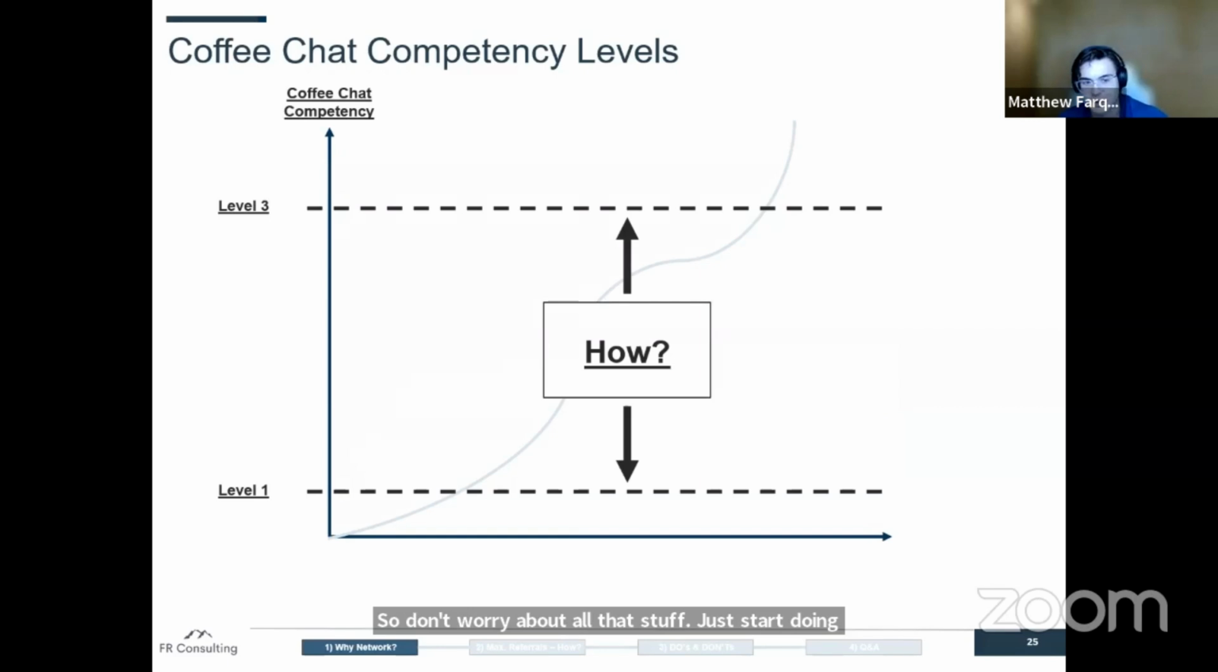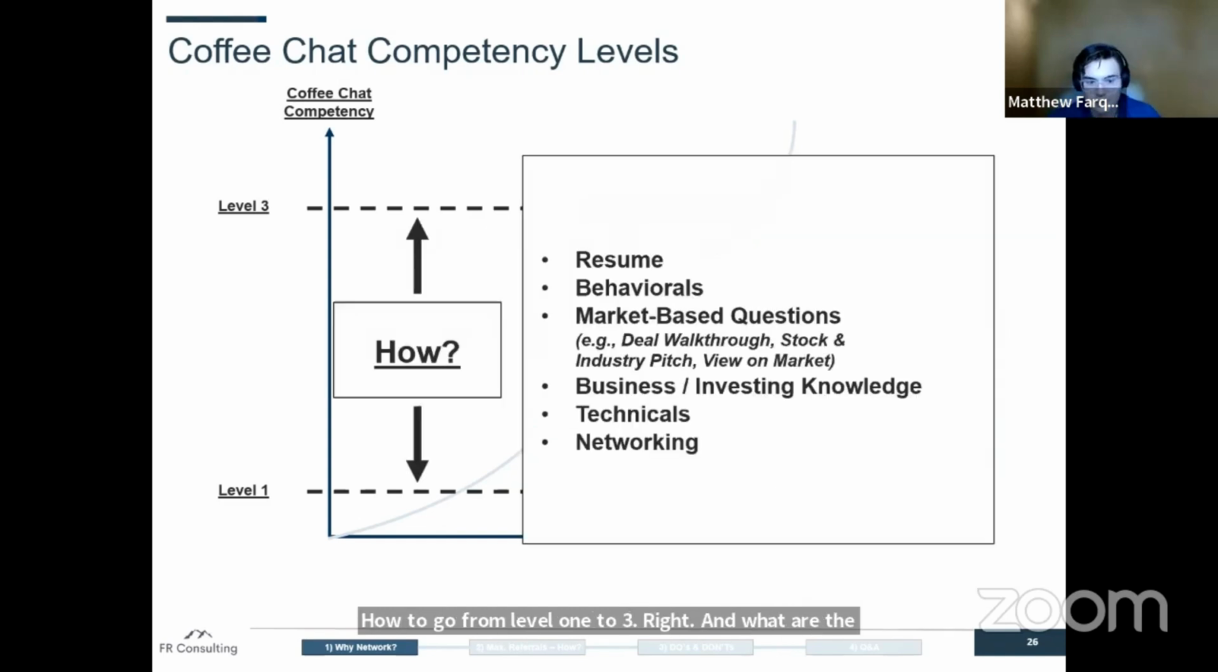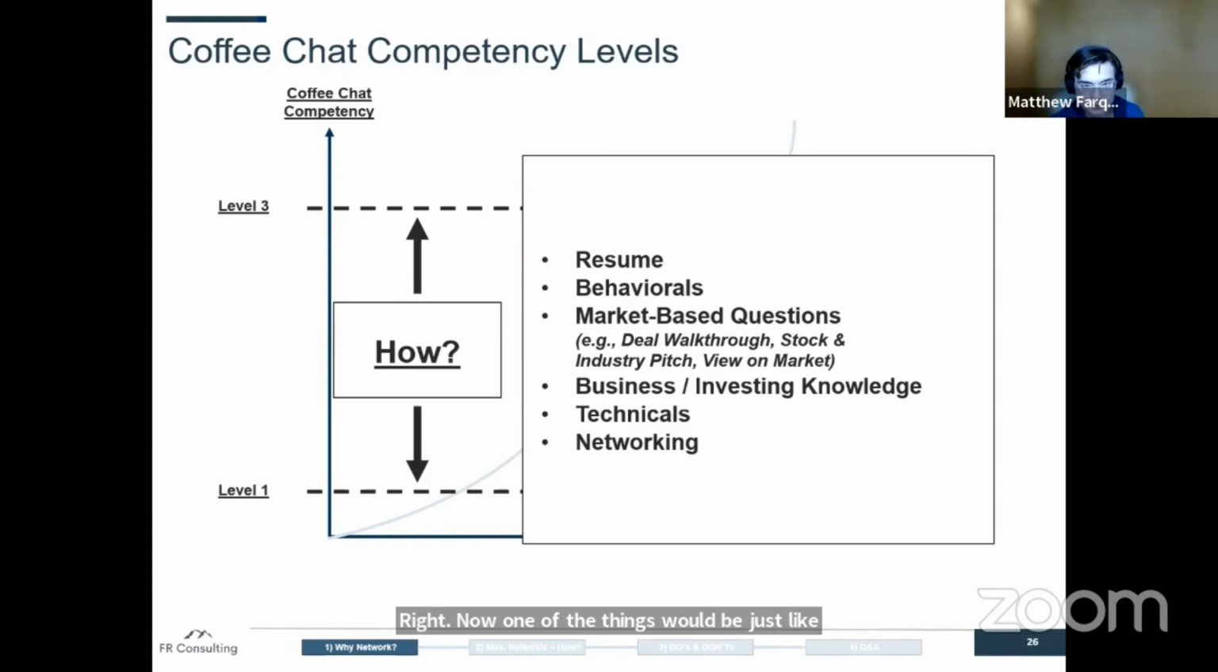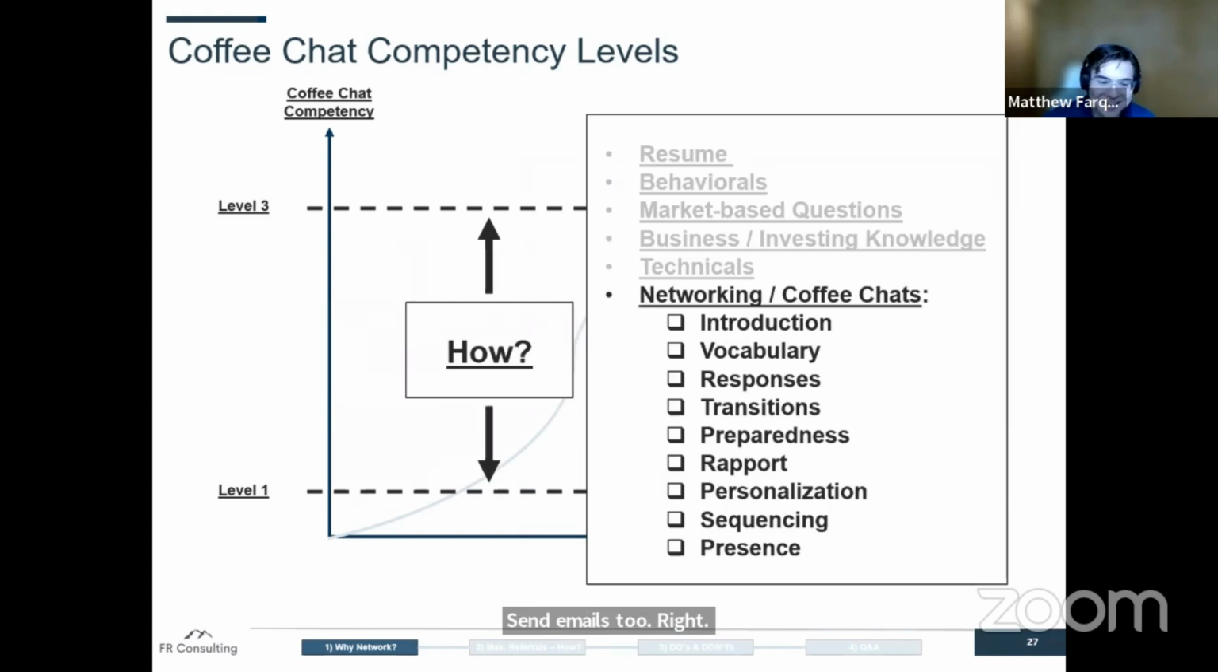Now, the next obvious question would be how to go from level 1 to 3. And what are the criteria to focus on when I'm trying to get to level 3? Now, generally in recruitment, this is what you're told, and the important thing is back to what's online, the networking part of things. The extent of it is you coffee chat a lot and you get a referral. Send emails too. But let's actually make this helpful. So these are the things that networking coffee chats would comprise, the different factors within it that are important to focus on.